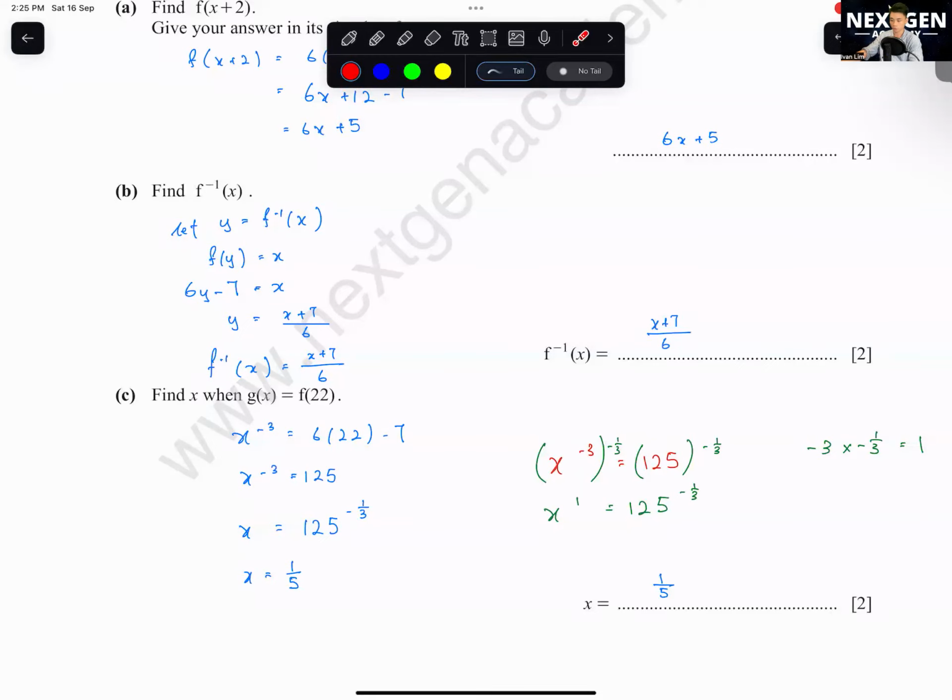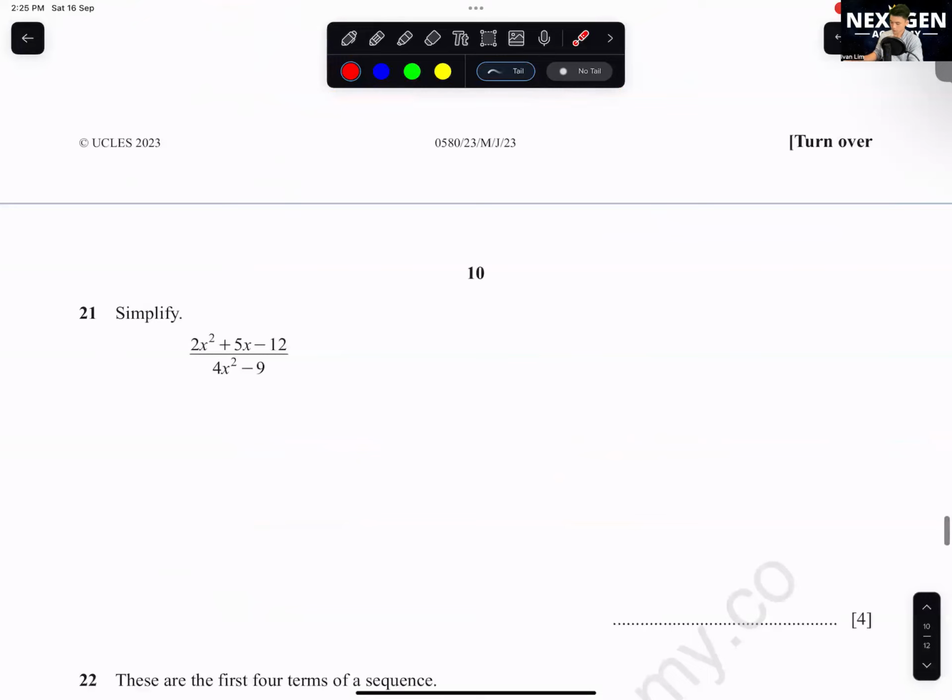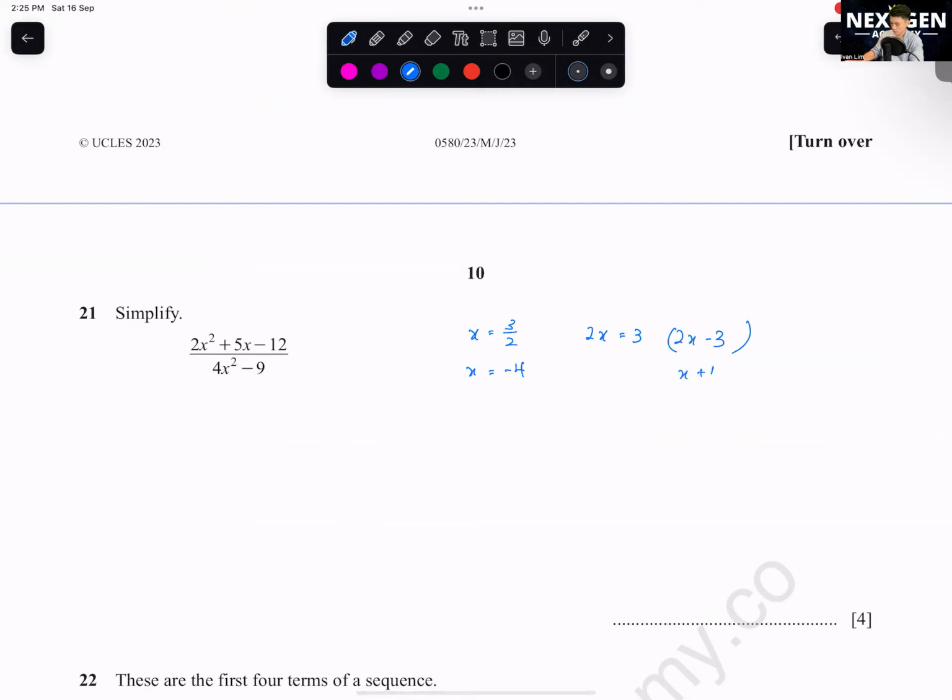Okay, question 21. Simplify this expression. The numerator, if you don't know how to factorize, use your calculator. Just use the calculator to calculate first. Your calculator will show you x equals 3 over 2, x equals negative 4. How do you write the factors out? 2x equals 3 becomes 2x minus 3. This one will become x plus 4.